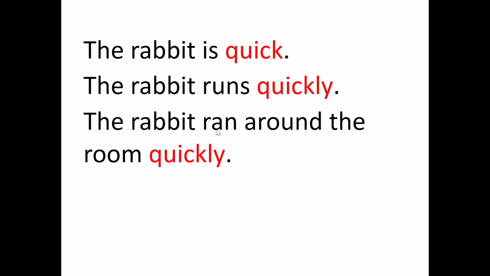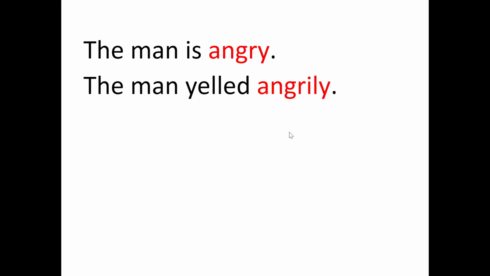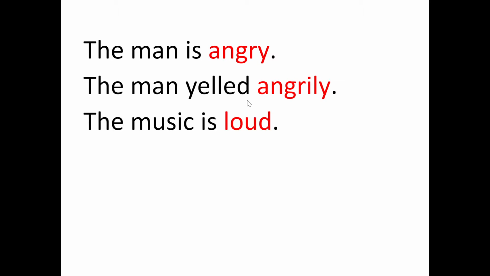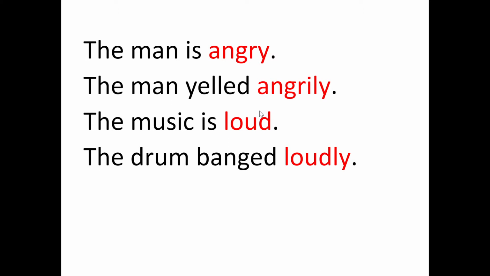The rabbit ran around the room quickly. Here, quickly is describing ran around the room. Some more examples. The man is angry. Angry is an adjective. It describes man. The man yelled angrily. Angrily is describing yelled, so it's an adverb. The music is loud. Loud describes music, so it's an adjective. The drum banged loudly. Loudly is describing the verb banged, so it's an adverb.